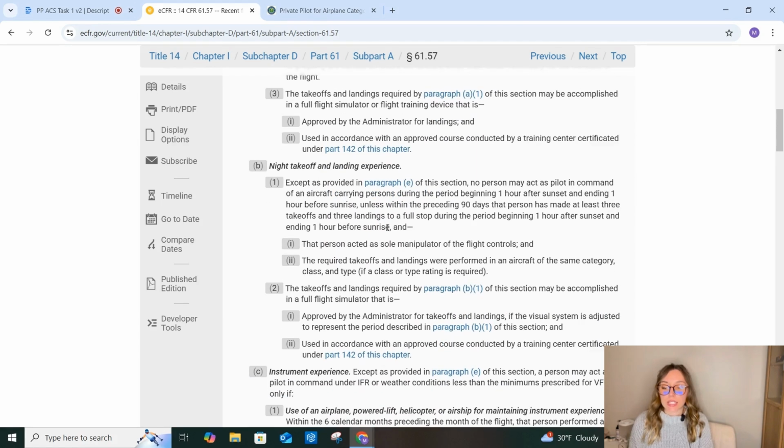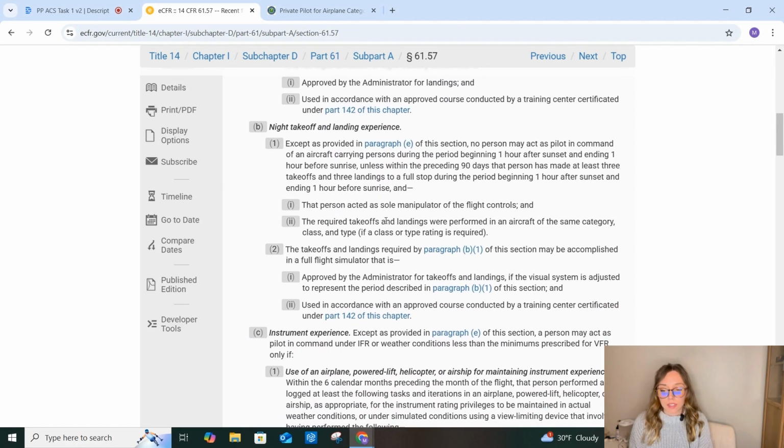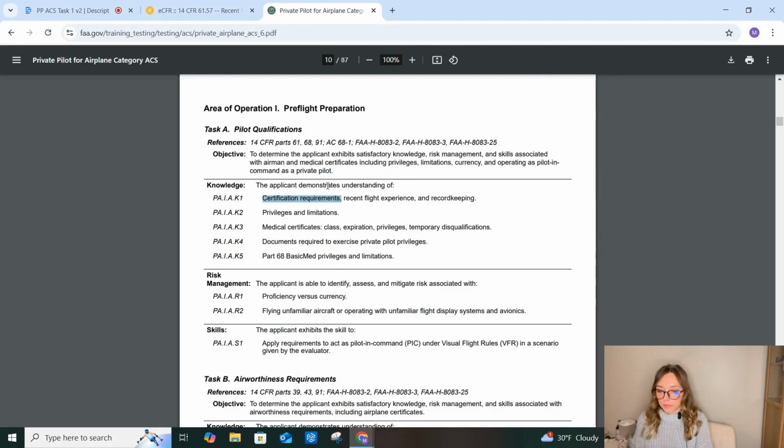Then they discuss night takeoffs and landings. Same thing here, it needs to be made to a full stop. It's pretty straightforward. Then we'll go into record keeping.